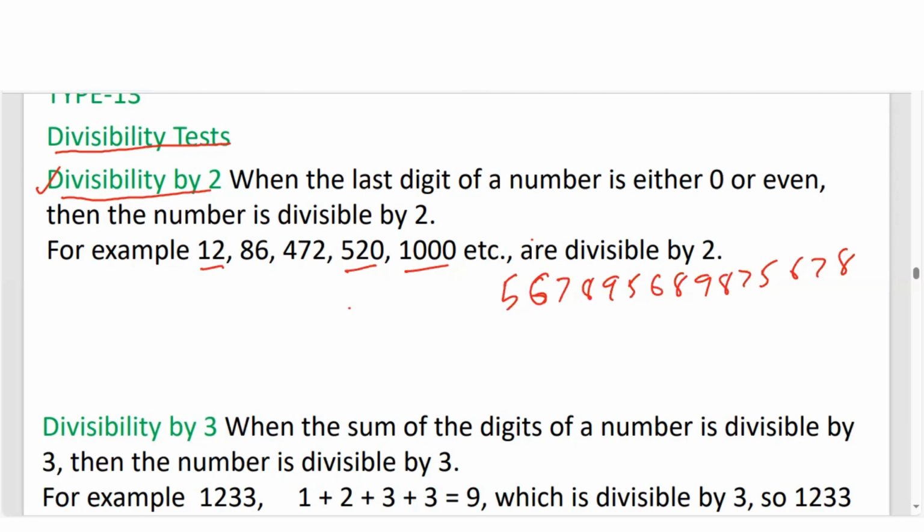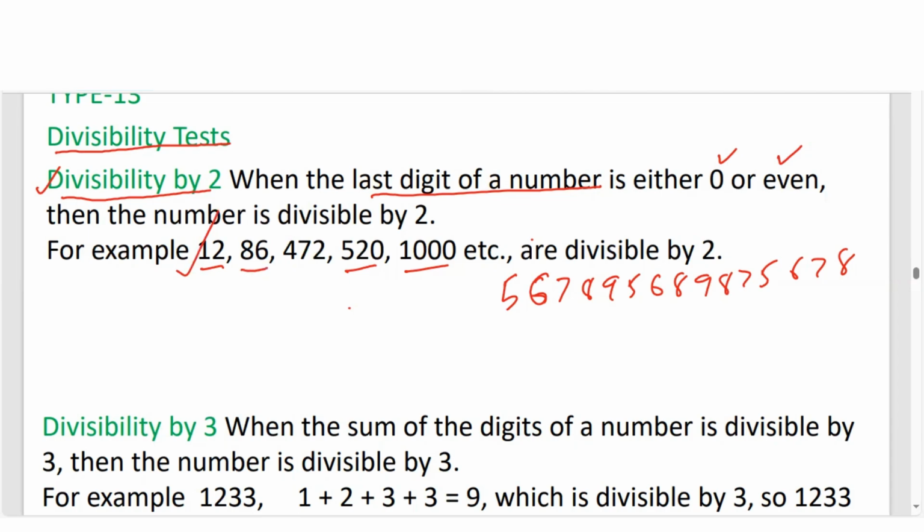Any number is given, just focus on the last digit of the number. That means what? The unit digit. Just focus on the unit digit. If the unit digit is 0 or any even number, that number will always be divisible by 2. Just like this number is given, 12, and here the unit is what? 2. So yes, this number is divisible by 2.